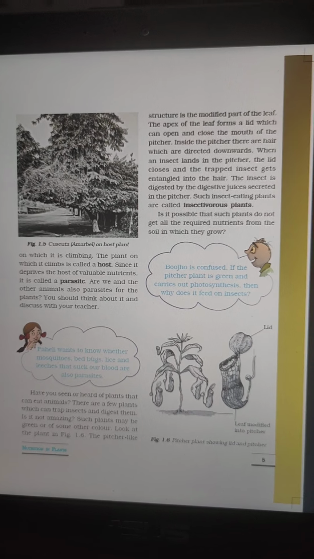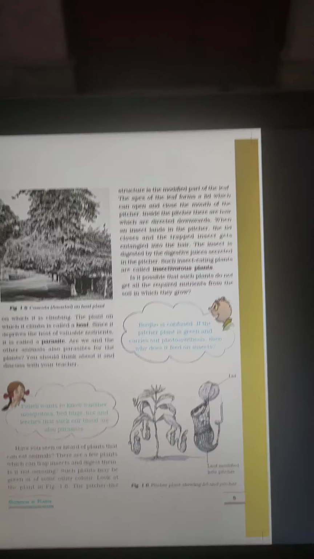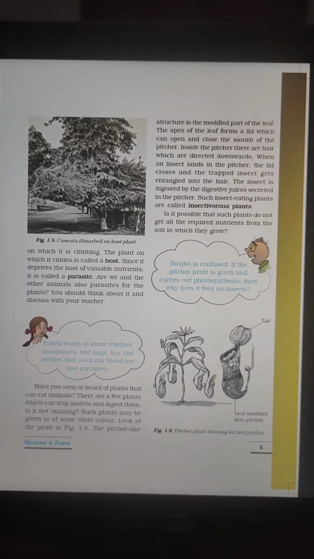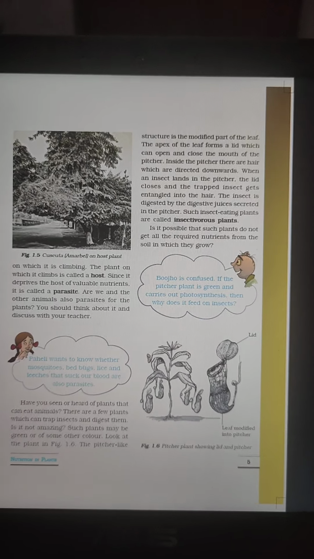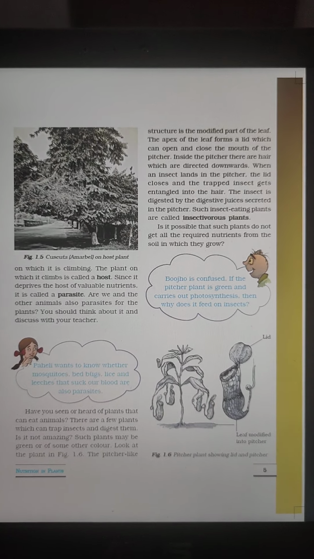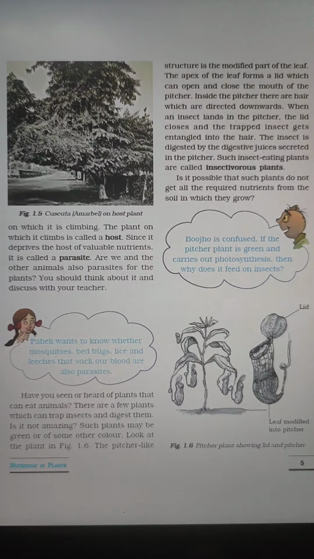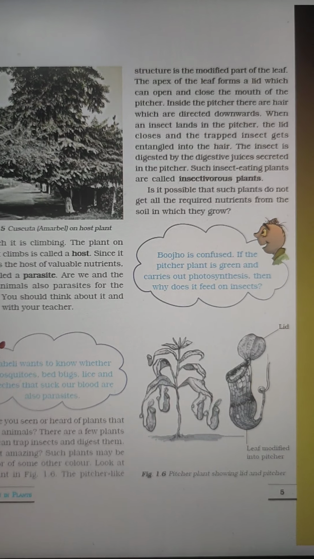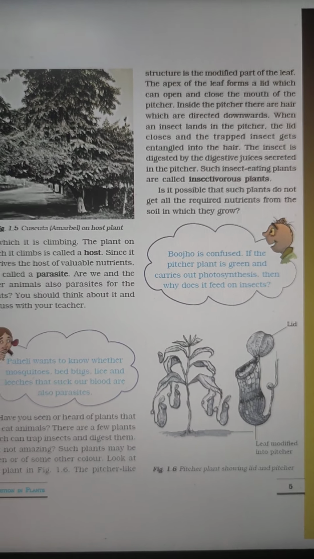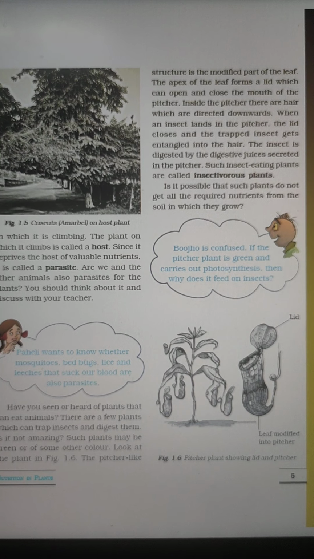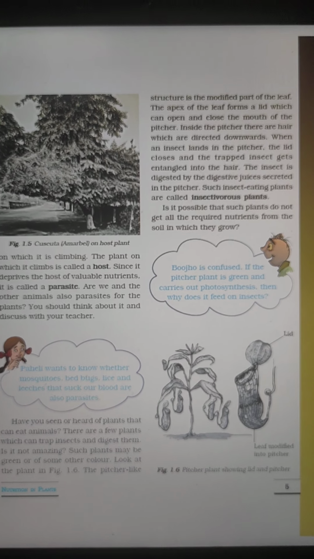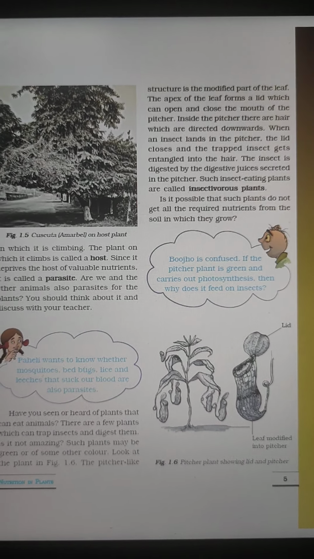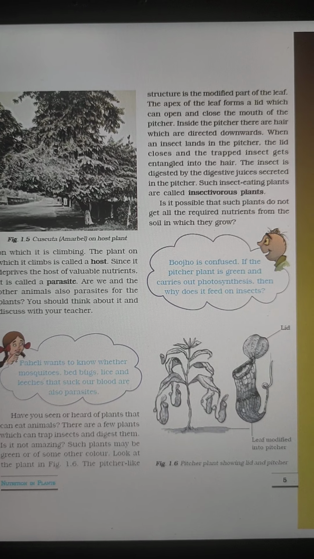from other plants. In the same way, the third mode of heterotrophic nutrition in plants is insectivorous nutrition. Some plants also capture insects and they take their required nitrogen from these insects. These are called insectivorous plants, and such type of nutrition is called insectivorous nutrition.